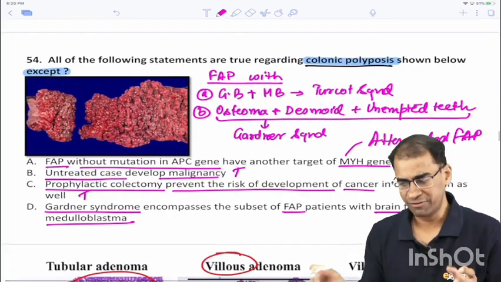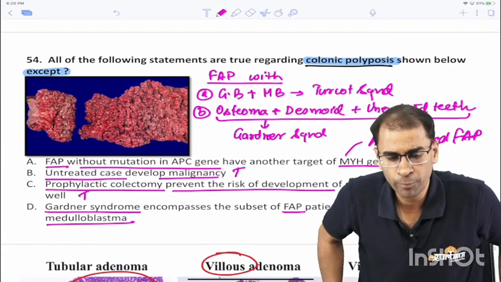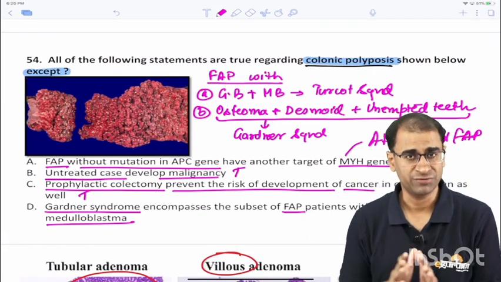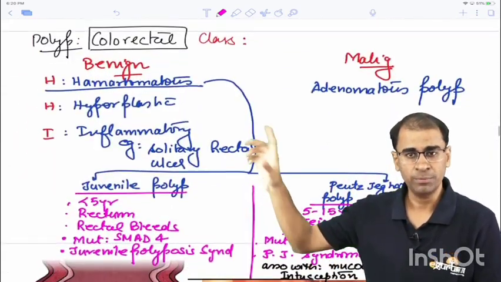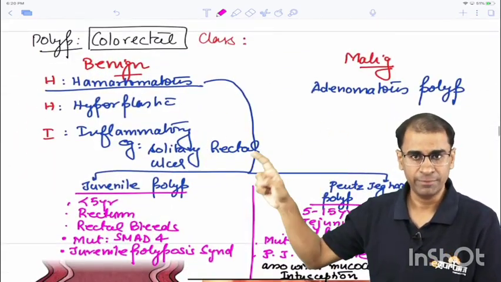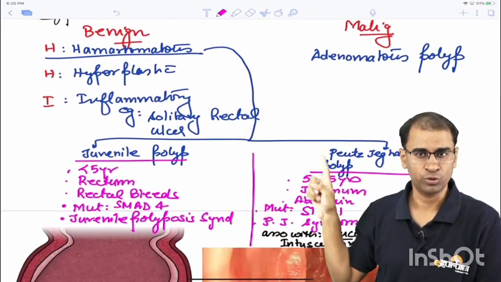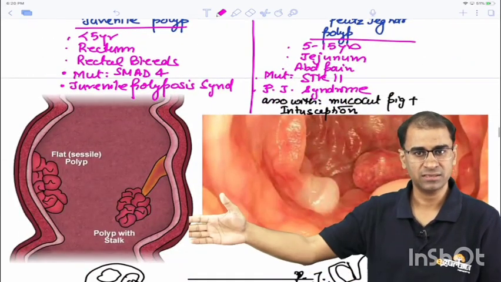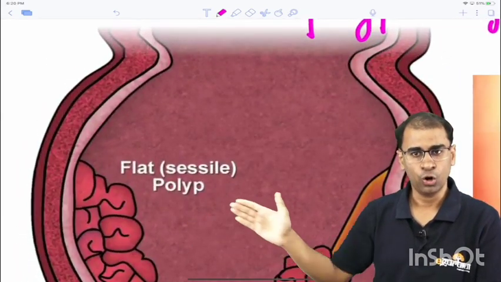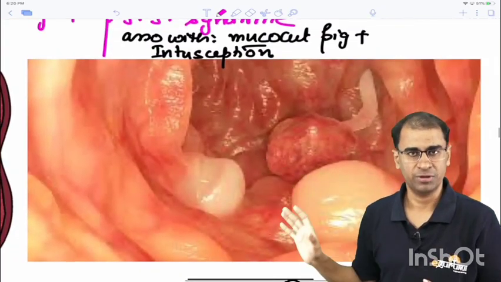So, this is a very brief basic view of the polyps. Remember, polyp is a bit important topic, surgical topic though, but it's very important. So, how to just revise the topic? First revise the colorectal polyp, benign and malignant. Benign has hamartomatous and hyperplastic, okay. Then there is a juvenile polyp and Peutz-Jeghers polyp. These two are what? Hamartomatous polyp. Polyps look like this, can either be sessile or can be pedunculated, okay. And this is how they look in a colonoscopic view.